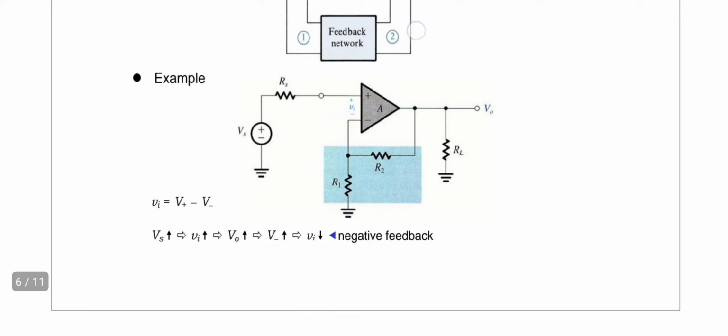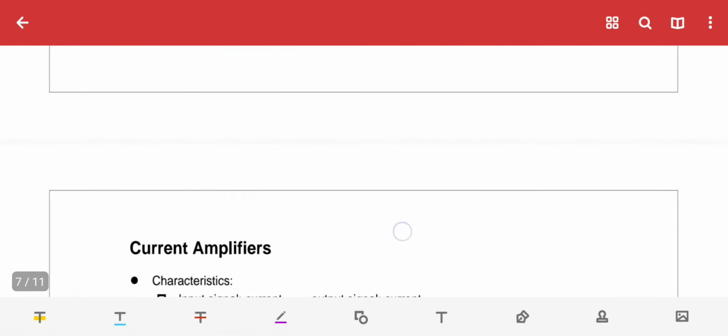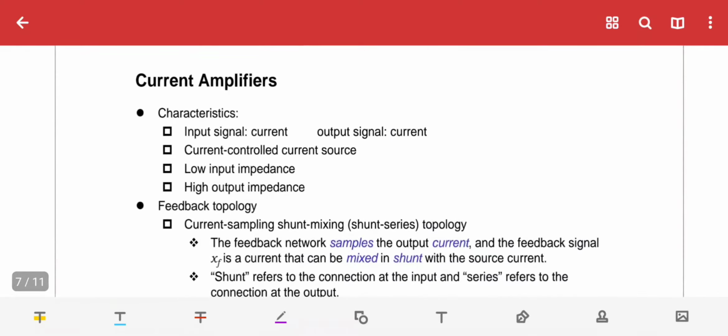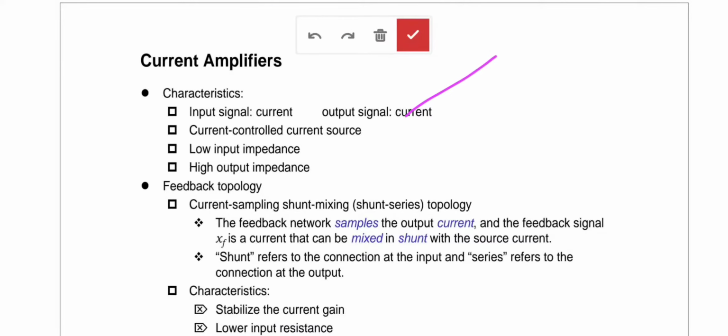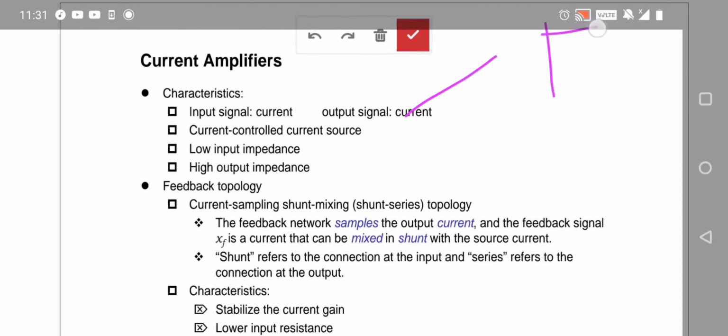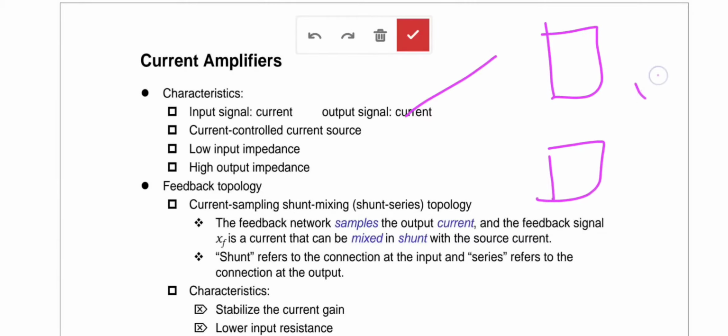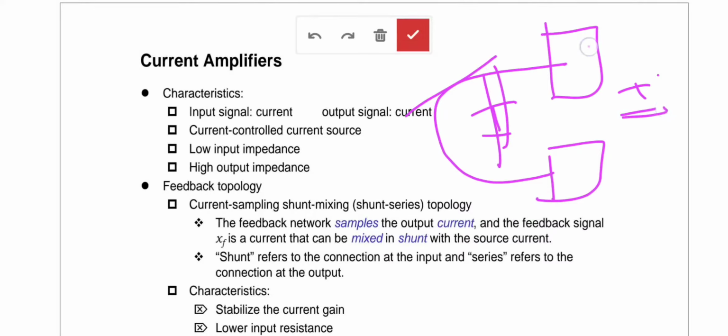Okay, next we will see the second set of amplifiers or topology, that is current amplifier. What is current amplifier? Here the input signal is current and output signal also current. Input is current means here the connection is parallel connection has to be used. Output is current means series connection has to be used.